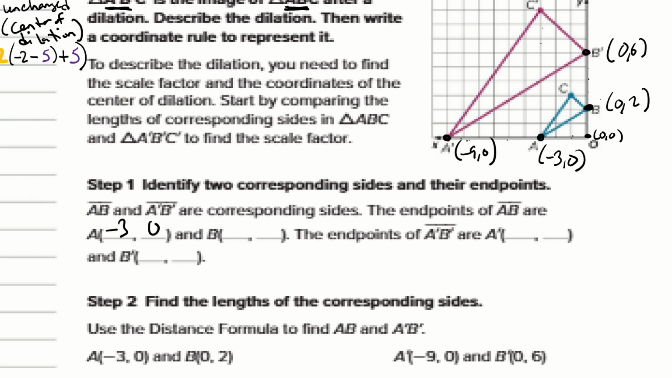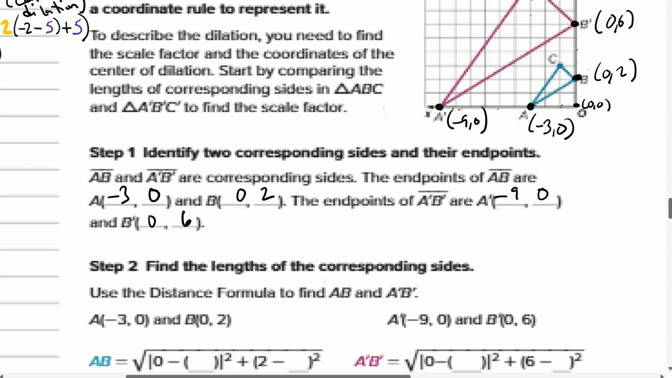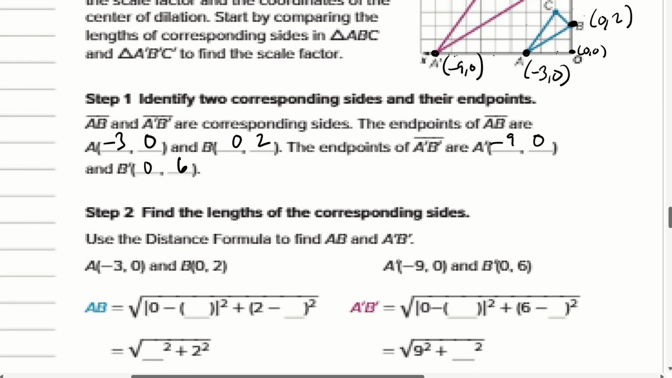Okay, so let's write those down. So A is -3, 0. B is 0, 2. We got A prime is -9, 0. And B prime is 0, 6. Okay, so we got our coordinates, first thing, and now we want to identify the lengths.